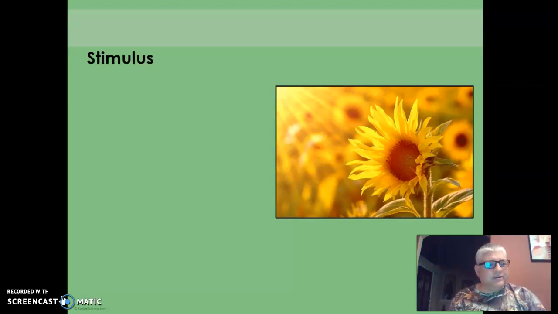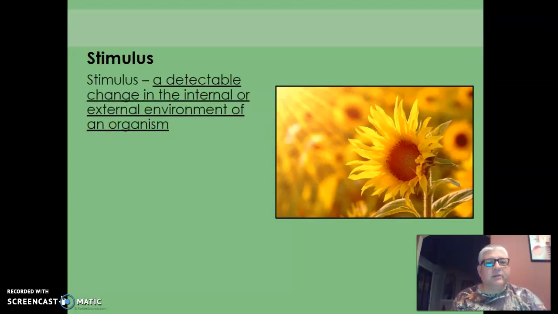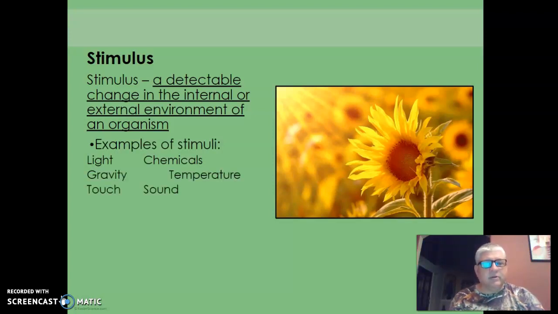First of all, we're going to talk about what a stimulus and response is, just so we'll understand that, because we're going to be talking the rest of the day about different types of stimuli. That's more than one, or responses. So first, a stimulus is singular, a detectable change in the internal or external environment of an organism. So sunlight is a stimulus. It's external by nature. Examples of stimuli: light, chemicals, gravity, temperature, touch, sound, water, electricity.